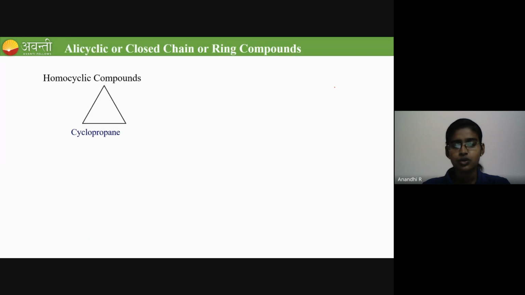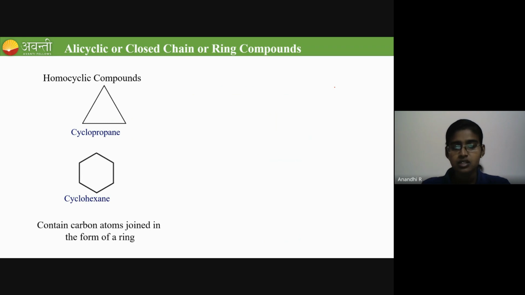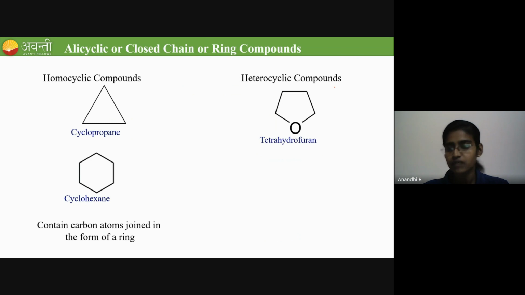So homocyclic and heterocyclic we had. Now coming to homocyclic, as I have told you already, if all the atoms forming the particular ring are the same, then they are called homocyclic. Cyclopropane, cyclohexane: everything contains carbon atoms joined in the form of a ring. And in case of heterocyclic, you can see the compound which I gave you, called tetrahydrofuran, in which among the 5 atoms, 4 are carbon and 1 is oxygen. And in case of thiophene, 4 are carbon and 1 is sulfur. So these come under heterocyclic compounds.